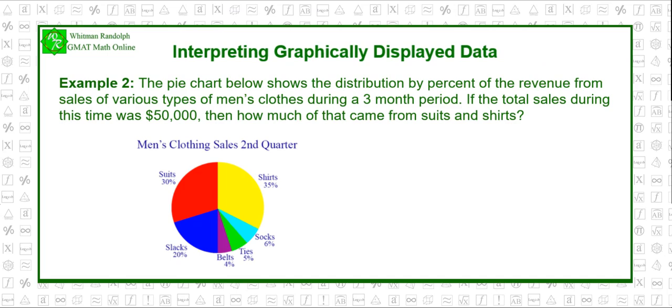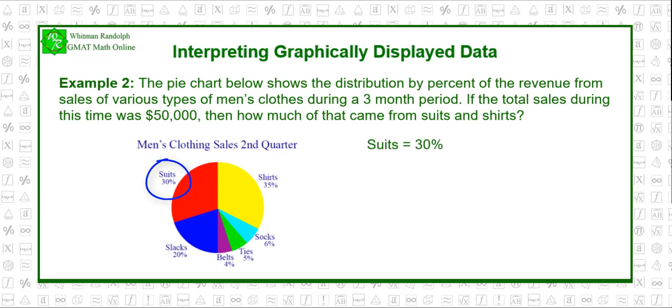Example 2. The pie chart below shows the distribution by percent of the revenue from sales of various types of men's clothes during a 3-month period. If the total sales during this time was $50,000, then how much of that came from suits and shirts? Solution.